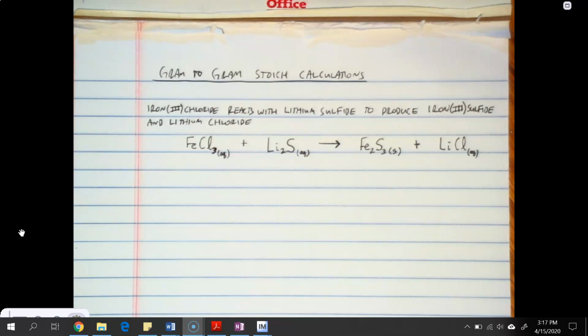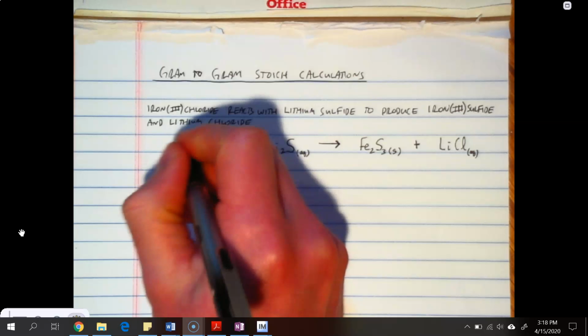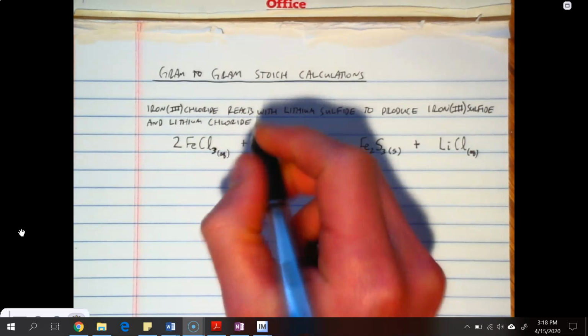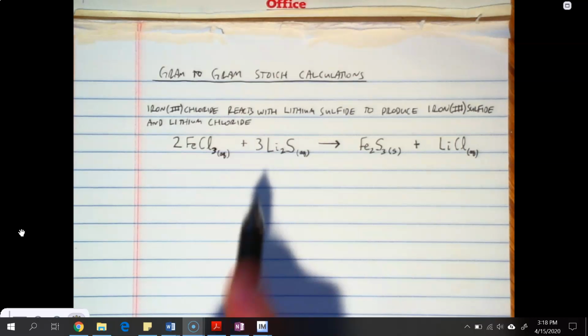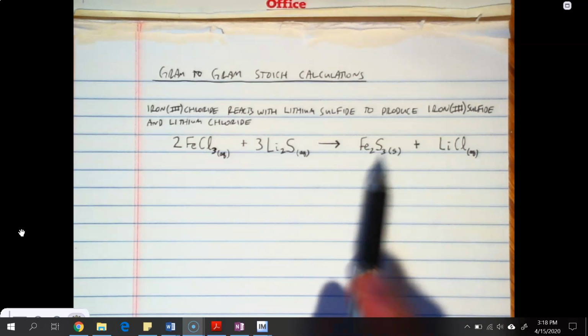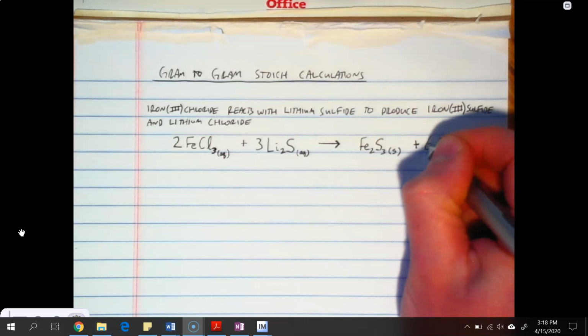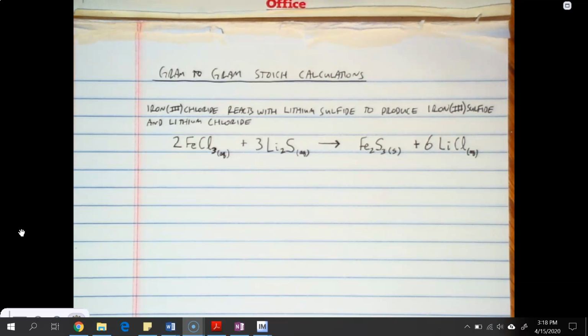Okay, hopefully you had a chance to pause this and then find out that we need 2 FeCl3s and 3 lithium sulfides to give us 1 iron 3 sulfide and 6 lithium chlorides. So we should have the same number of all of those elements on each side. Okay? So now we've got a balanced chemical equation.